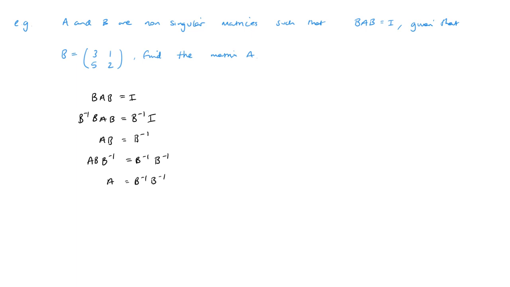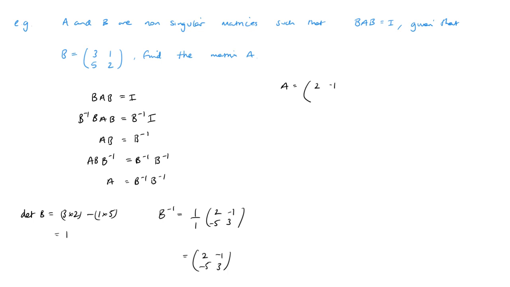Now let's go ahead and find the inverse of B. So the determinant of B is 3 times 2 minus 1 times 5. So that is 1. So B to the minus 1 is 1 over 1. Now swap these around, 3 and 2, and change the sign of the other 2. So that is just 2, minus 1, minus 5, 3. So therefore A is 2, minus 1, minus 5, 3 multiplied by 2, minus 1, minus 5, 3.